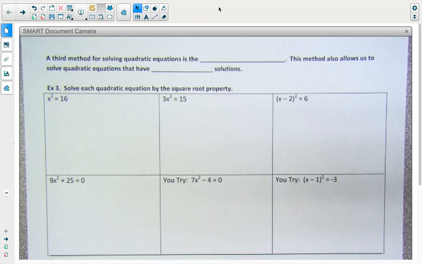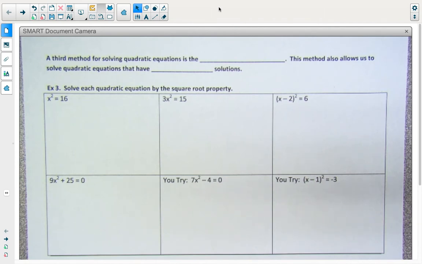Really quick recap. We know how to solve a quadratic equation by graphing. So you make sure it's set equal to 0 and you look for where it crosses the x-axis. And we also know how to solve a quadratic equation by factoring. Again, make sure it's set equal to 0. You find your GCF, and then you factor the problem. So today we're going to take a look at the third method for solving a quadratic equation.